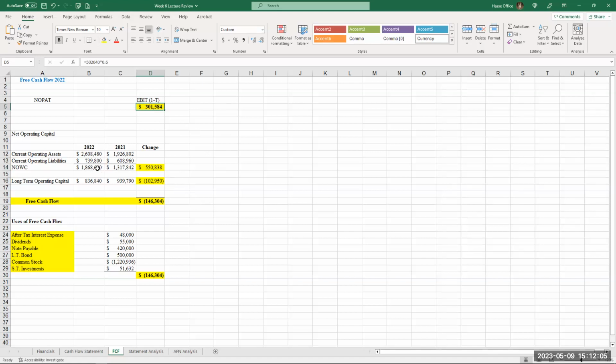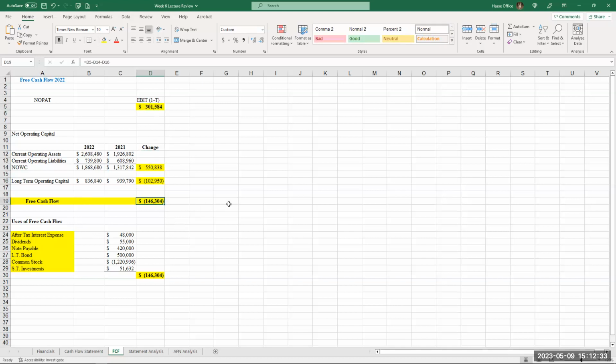In other words, they ate up $500,000 of cash in their operating assets and operating liabilities. They reduced their cash flow, money going out, because of the reduction in long-term operating capital, and that was basically the depreciation. We depreciated the asset, that's cash flow. The net effect is that's cash coming in of $102,950. The net effect of that, cash coming in, cash going out, cash coming in.